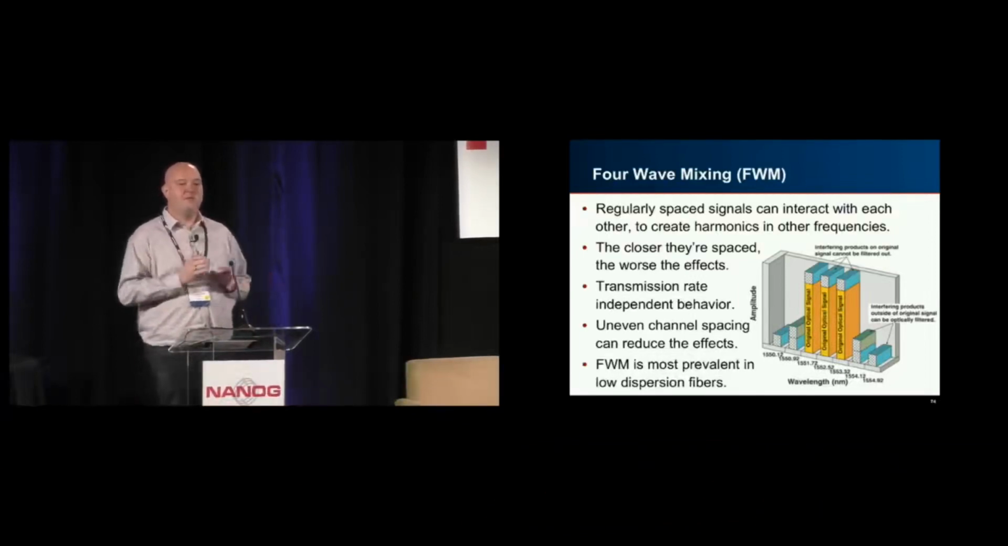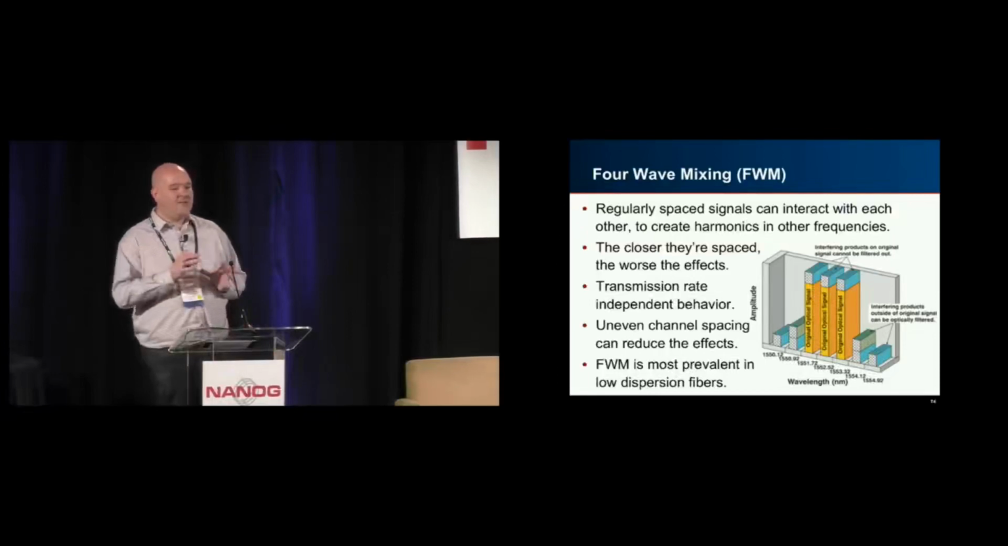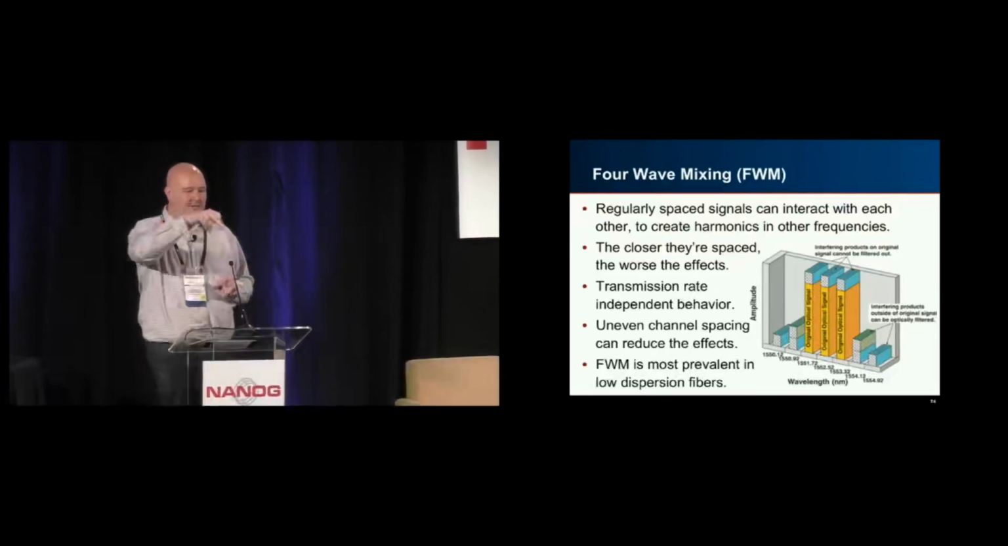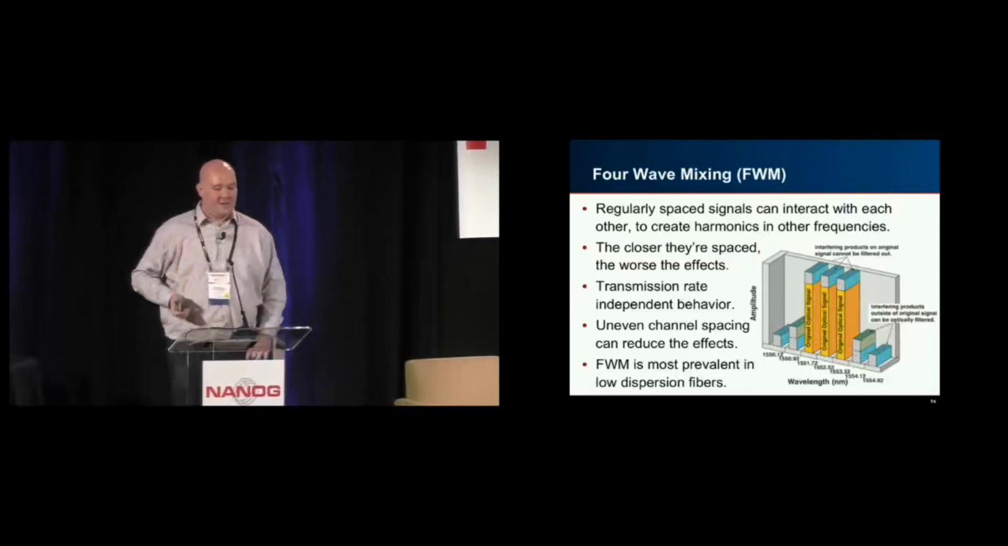So the closer they're spaced, the worse this effect gets. You see here we have 3 channels that are regularly spaced. And what happened is the nonlinear interaction, because of the high power levels and because of the low dispersion, caused it to create noise harmonics, both in band in these 3 channels and on the side bands, even though those side bands aren't being used.